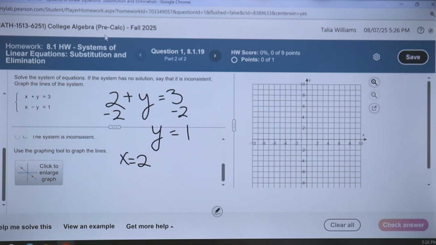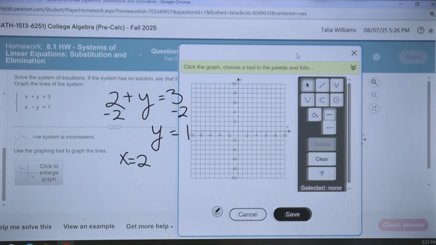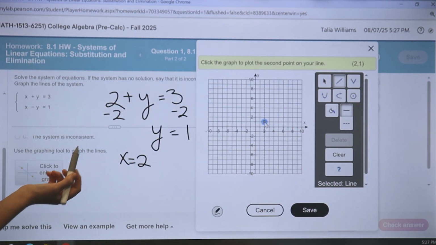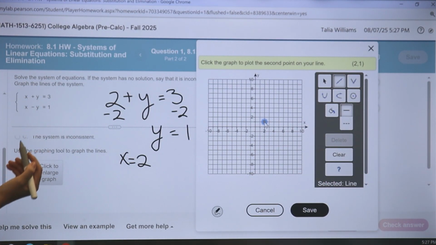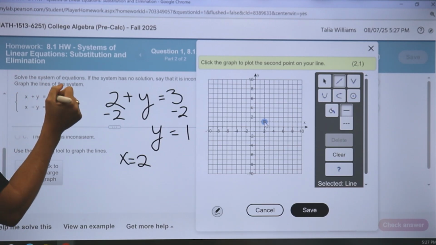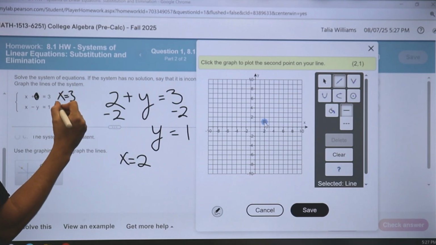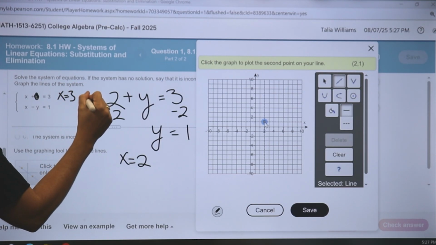So when you graph these, you can graph your solution, that 2, 1. X is 2, y is 1. And then you need one other point, because if you're graphing a line, you need 2 points on that line. So if I wanted to, I could put 0 in for y and get my x-intercepts on both of these. So if I put 0 in here, I'd end up with x equals 3. So then my point on that one would be x equals 3, y equals 0.